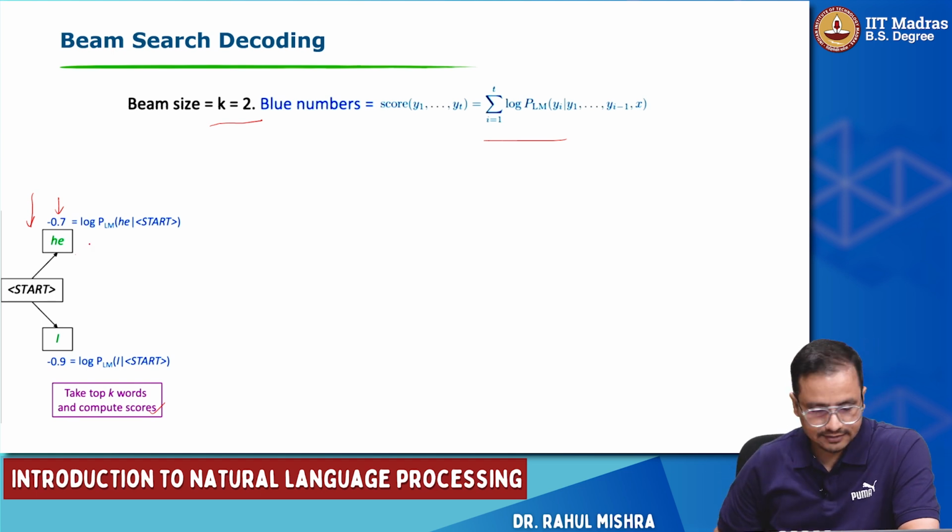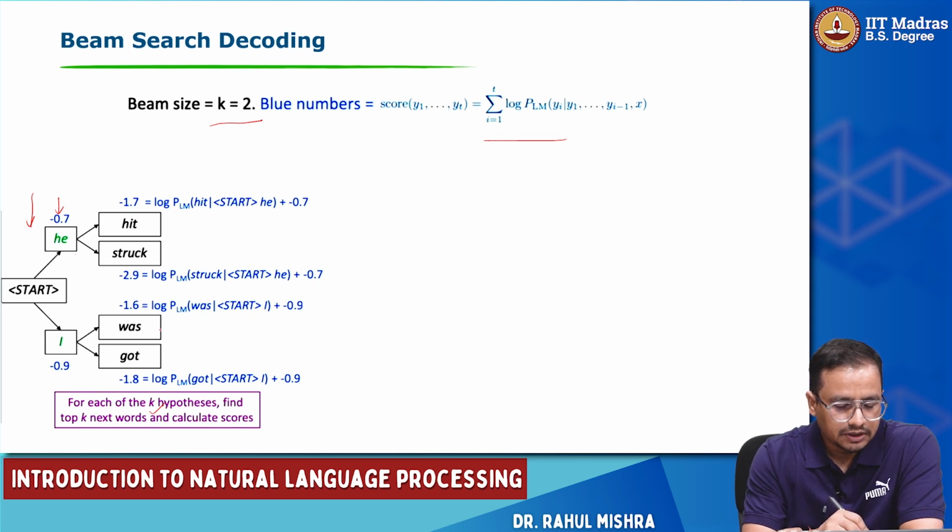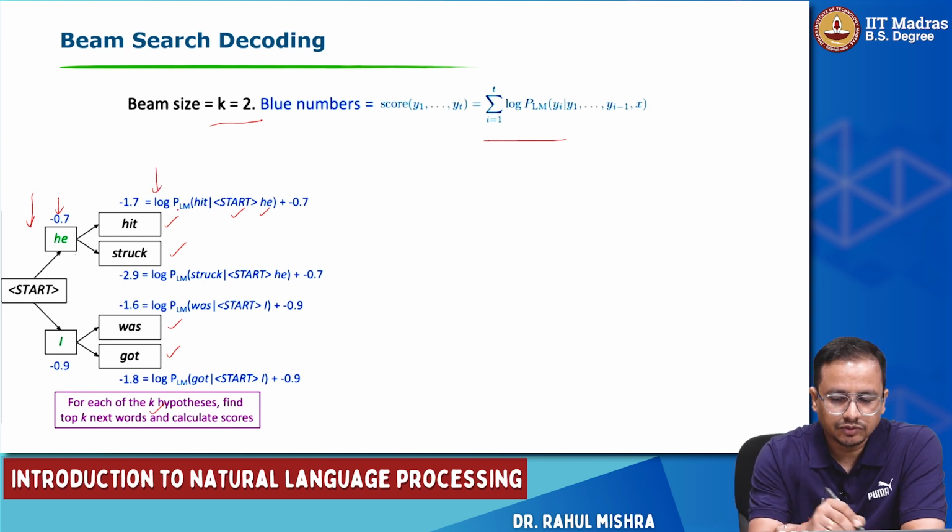Next time, the beam size is still 2, so we need to find the 2 most probable words now from the vocab. Let's say it generated hit and struck from he, and was and got from I. The probability for hit will be the probability of hit given start and he, and the cumulative score will also add the previous probability of he, so plus minus 0.7, so it comes out to be minus 1.7. Similarly for struck, we have the probability for he already, and then we calculate the probability of struck given start and he. The overall cumulative probability comes out to be minus 2.9.